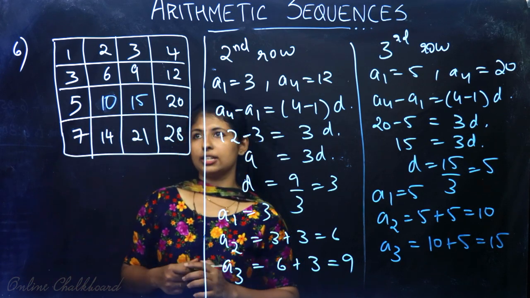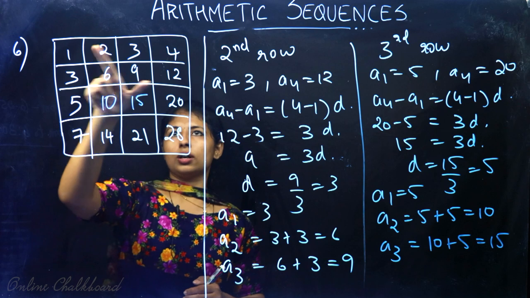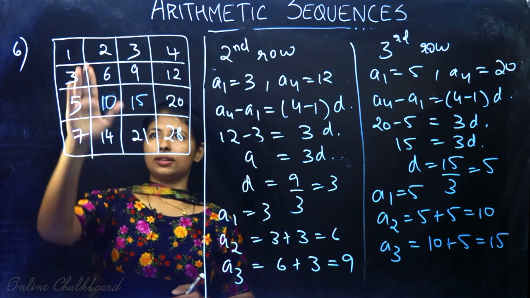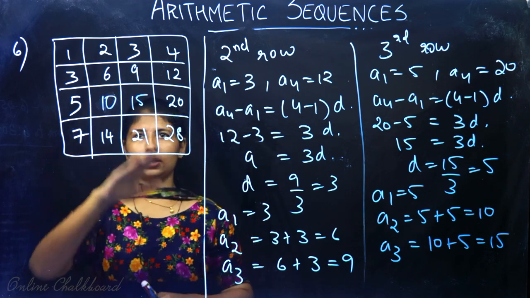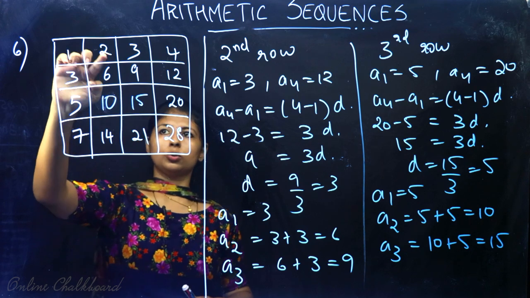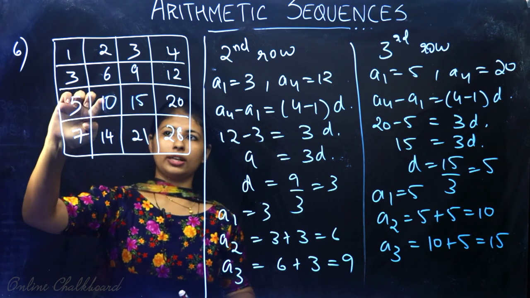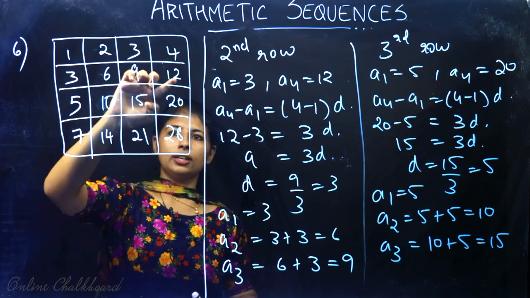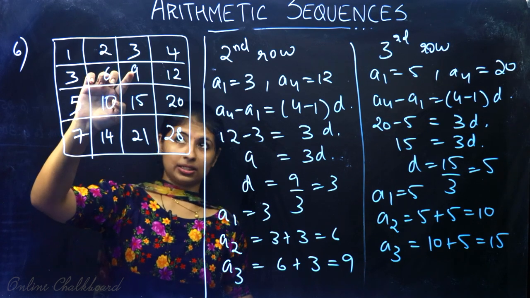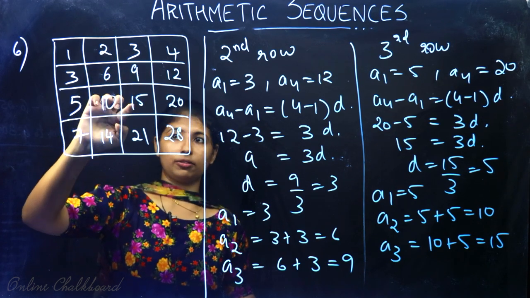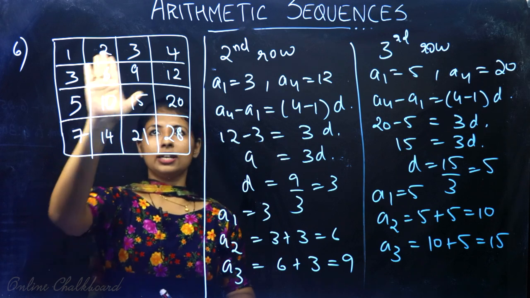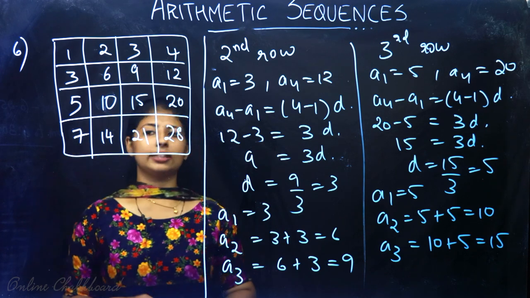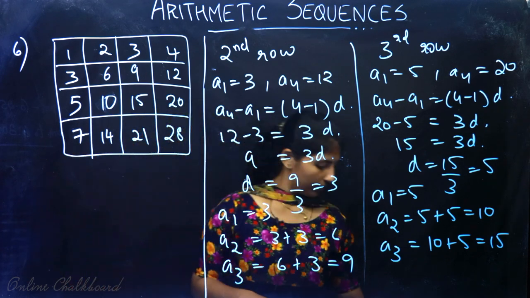Now we can check that each and every row is in arithmetic progression, as well as each and every column is also an arithmetic sequence. Check this: 2 plus 4, 6. 6 plus 4, 10. 10 plus 4, 14. We can check randomly here: 3 plus 6, 9. 9 plus 6, 15. 15 plus 6, 21. Whichever row or column you take, it is an arithmetic progression.